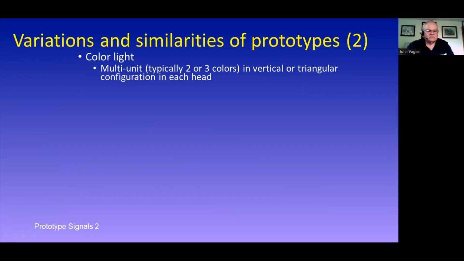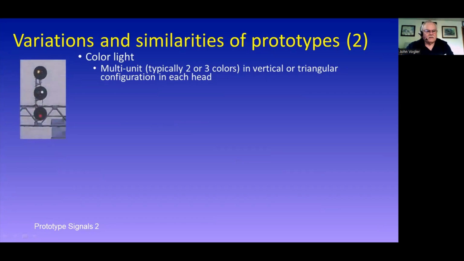And then we have just a straight color light, and typically there's 2 or 3 light units in a vertical or triangular configuration on each head. We talked about the head. The head is a combination of the 3 colors. Here you can see all 3 of them. The top head is displaying a yellow. The middle head, believe it or not, that's a green. And the bottom head is a red. But all three heads are capable of displaying all three colors.